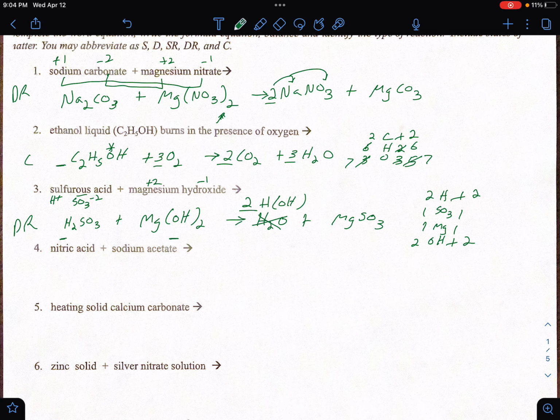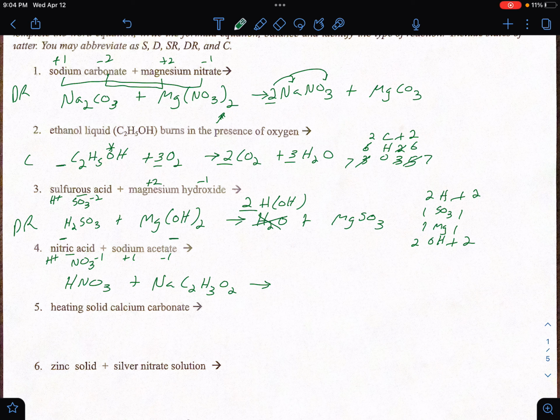Number 4, nitric acid and sodium acetate. So nitric acid, acids always start with a hydrogen. There's no hydro, so I know I'm dealing with oxygen here. So nitric would be nitrate. So that's NO3 with a -1. So this would be HNO3 plus sodium acetate. So that's a +1 and -1. So this is just going to be NaC2H3O2.